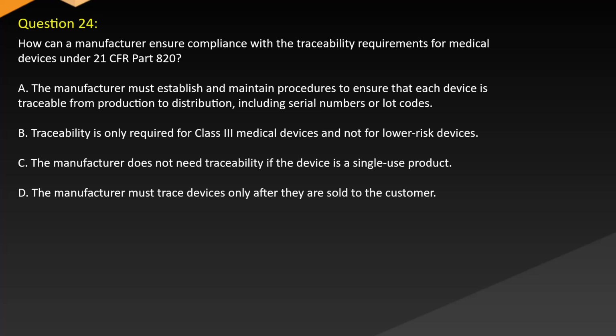Question 24. How can a manufacturer ensure compliance with the traceability requirements for medical devices under 21 CFR Part 820? A. The manufacturer must establish and maintain procedures to ensure that each device is traceable from production to distribution, including serial numbers or lot codes. B.